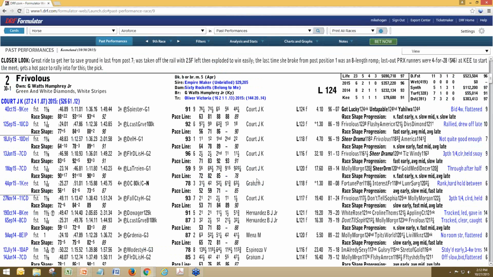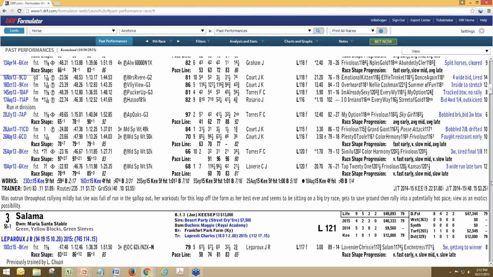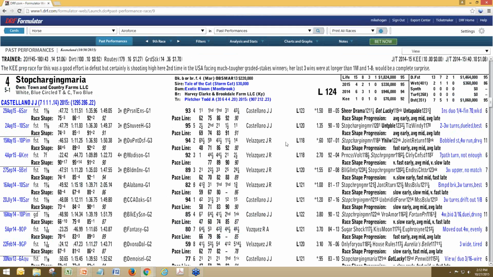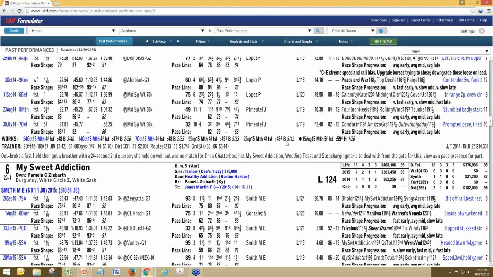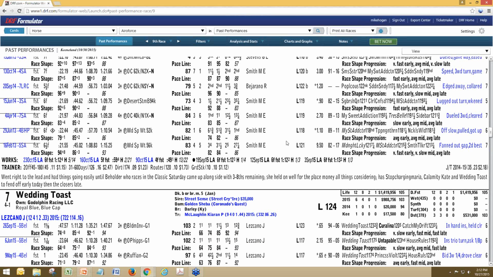Right. We had Calamity Kate from post position number 5 and My Sweet Addiction from post position number 6, as well as Wedding Toast, are the horses that figure to have the most early speed. And of those, I think Wedding Toast is probably, the way I see it, your more likely pace setter. And she also would be probably the horse to beat in there based on speed figures.